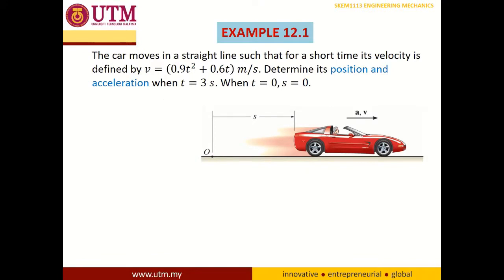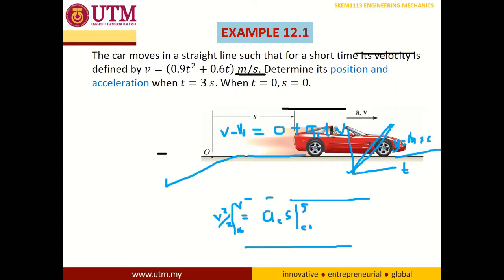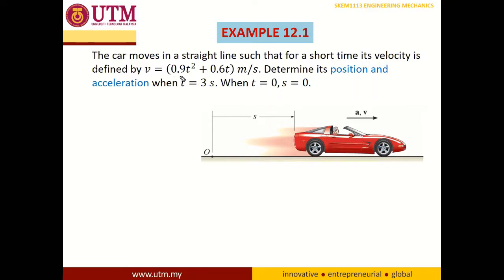Okay, let us try these examples. In these examples we have a car moving in a straight line for a short time. The velocity equation is given by 0.9 t squared plus 0.6 t, and we have to determine the position and acceleration when t equals 3, given that at t equals 0, s equals 0.